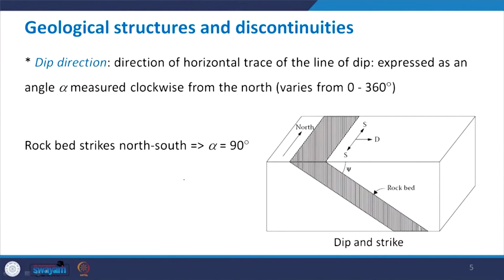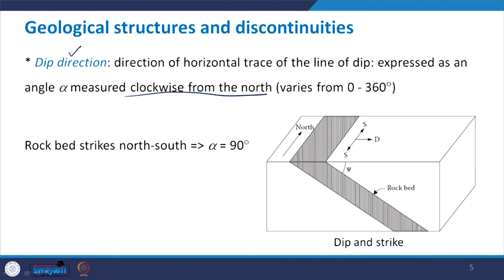Coming to the next part, which is the dip direction. It is the direction of the horizontal trace of the line of the dip, and it is expressed as an angle alpha, which is measured clockwise from the north, and it can vary from 0 to 360 degrees.